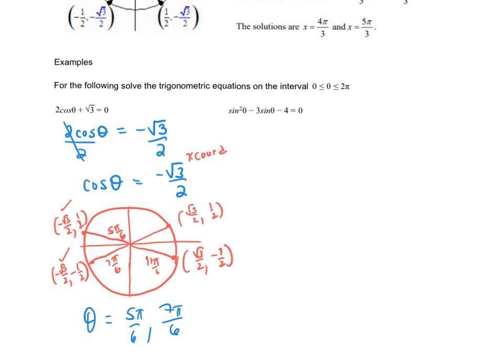Now, are there other spots? For sure. But the only ones between 0 and 2 pi are those values.